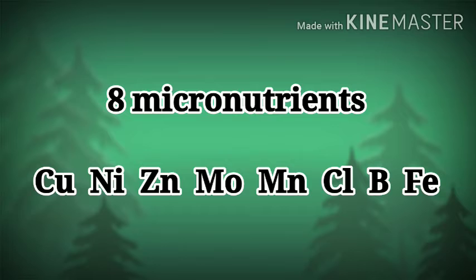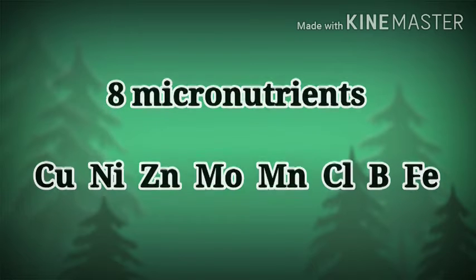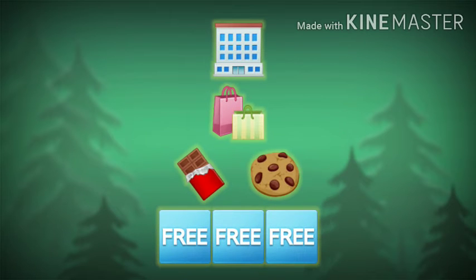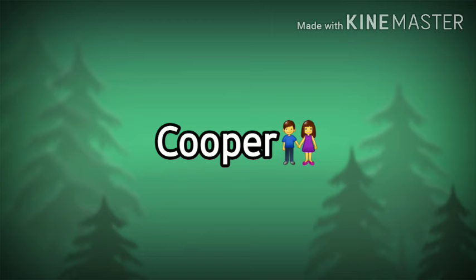These 8 micronutrients are copper, nickel, zinc, molybdenum, manganese, chlorine, boron, and iron. So how to keep these 8 elements in mind? For that, you need to create the situation in your mind that you're going to a mall for shopping and you notice that chocolate and biscuit are being given free, that means free of cost in that mall. Well, this normally doesn't happen, but you need to imagine for the sake of this trick. But you have a friend named Cooper.